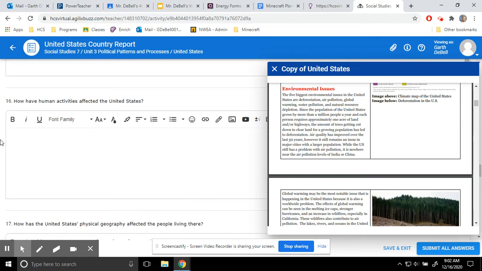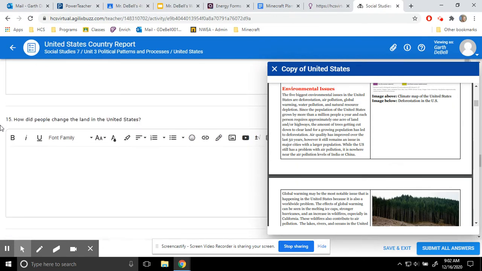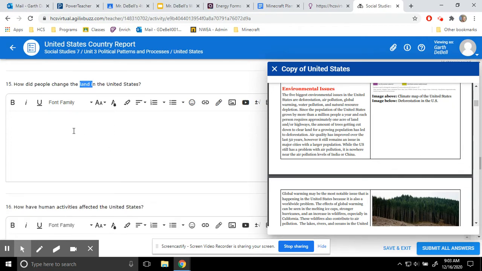How have human activities affected the United States? This question is very similar to this one. I'm actually not certain why they're both in here, but they are. Whenever I do the next unit, I'll make sure that we don't have a question that's so similar. So this one, I would focus specifically on the land, I guess. So talk about how they cultivated the land, how they changed the land, built cities and things like that.